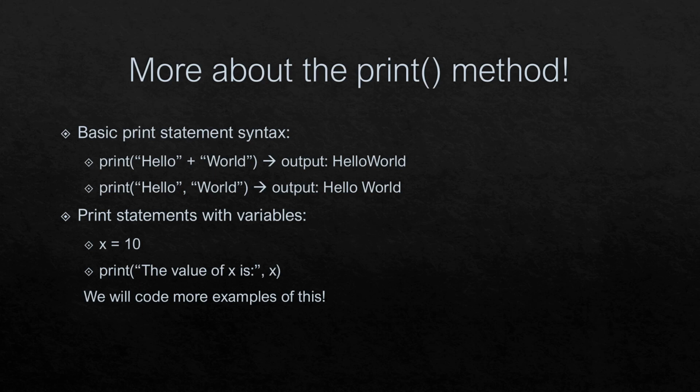So let's talk a little bit more about the print syntax. If we do hello plus world inside the print, we're going to get hello world without a space in between. However, if we add a comma, whatever is separated by the comma will automatically be appended a white space, or just a normal space, however you want to refer to it. Print statements work with variables just as above. x equals 10. Print the value of x is, comma, x. It's going to be 10 because we know we declared x is 10.